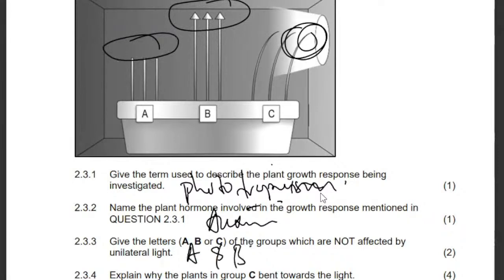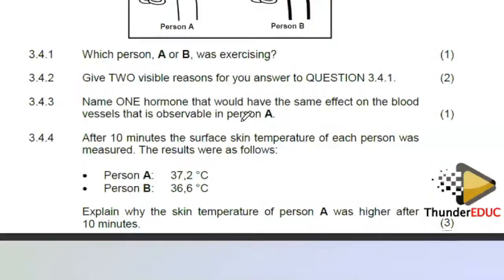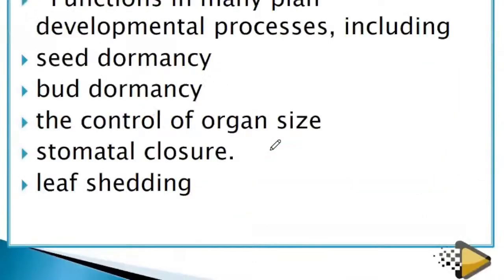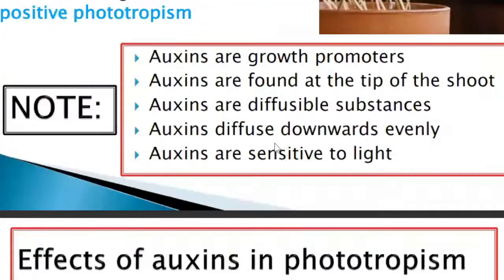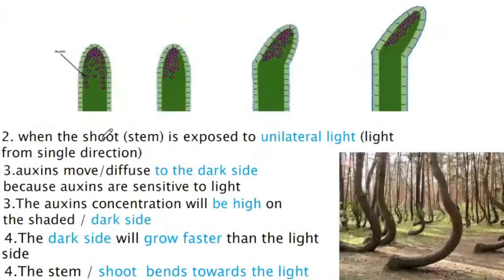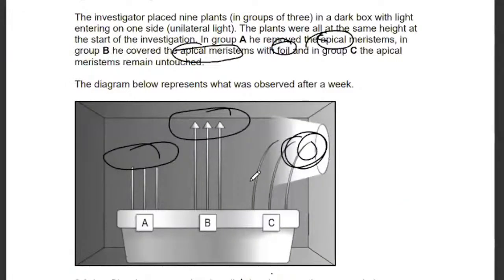Then explain why the plant in group C bent towards the source of light, meaning that here you explain there is high concentration. Let me just show you so that you don't waste too much time. So remember, this is phototropism. When the shoot is exposed to unilateral light, that's what they said there in the question. As I told you, there is no way you're going to fail. Yes, they said it here. They expose this to unilateral light.